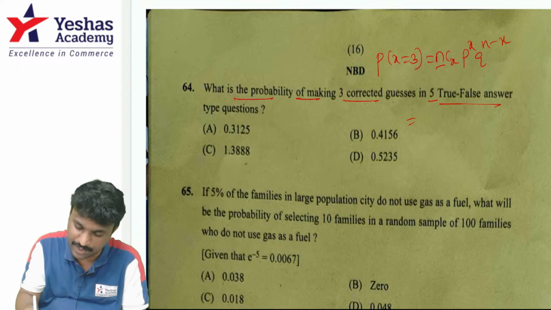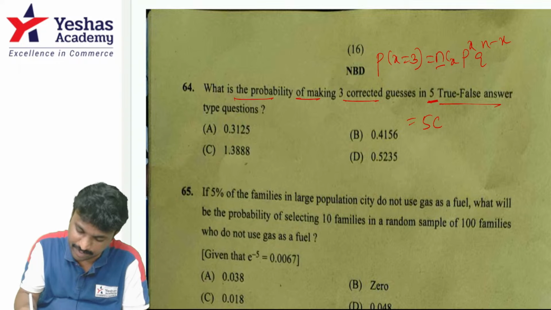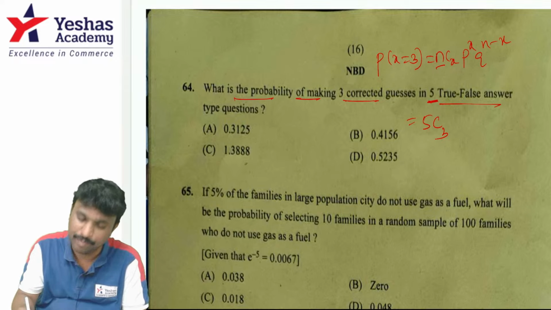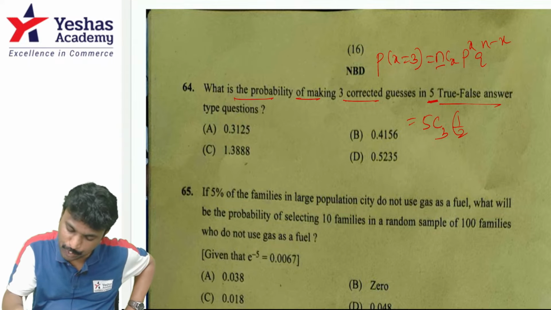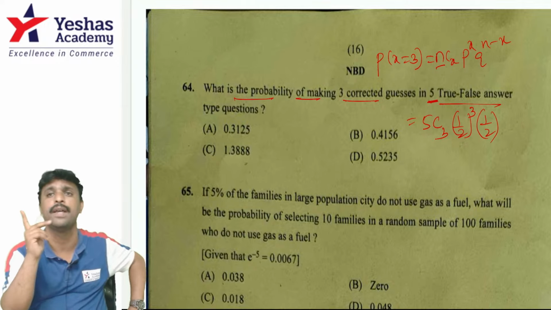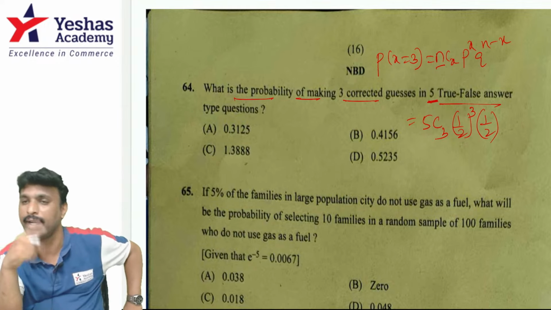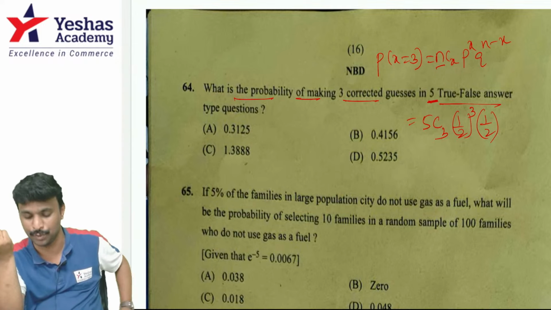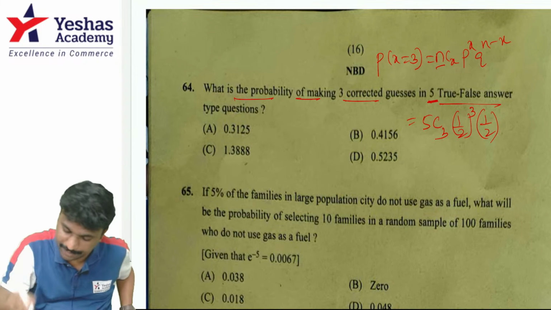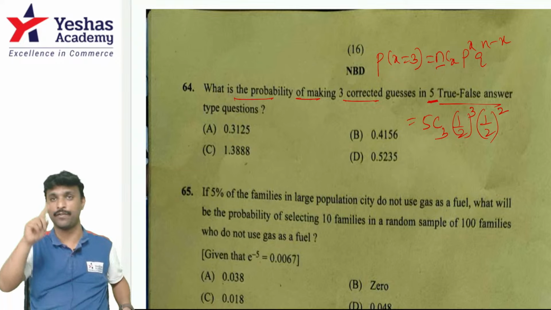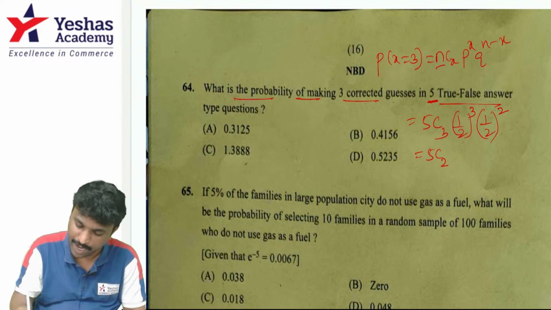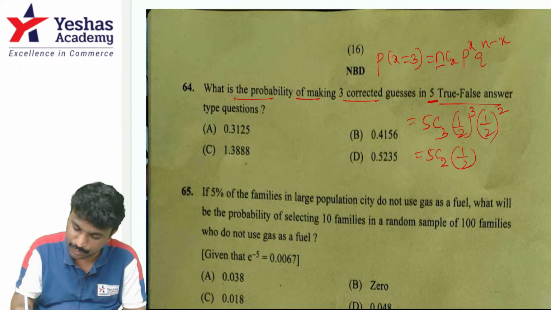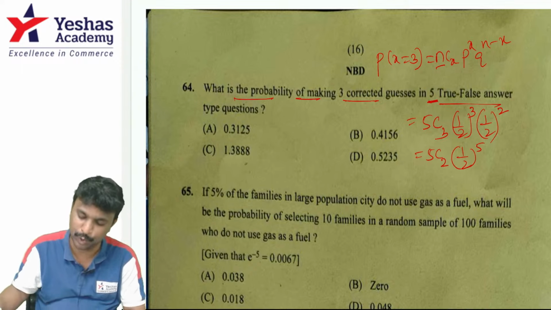How many questions are there? 5. So 5C x, where x is equal to 3. P, the probability that it can be true, is 1 by 2, 1 by 2 power 3. What's the probability that it can be false? 1 by 2, because only two outcomes. If it is true, it cannot be false. If it is false, it cannot be true. So obviously 1 by 2 is the probability. The power is 2 because 5 minus 3 is 2. So 5C3, same as 5C2, and 1 by 2 power 3 and 1 by 2 power 2. If I add the powers, it becomes 1 by 2 power 5.